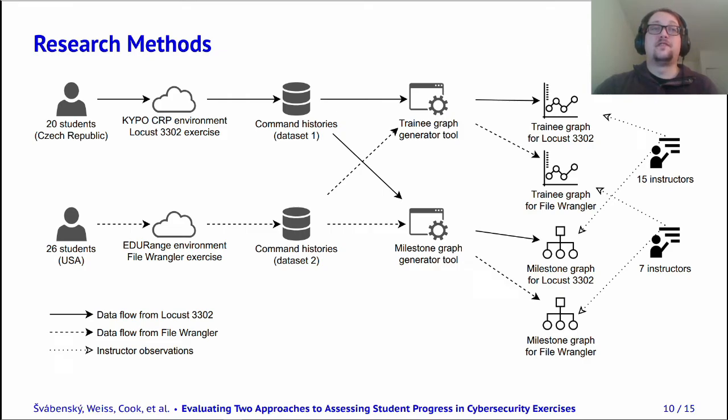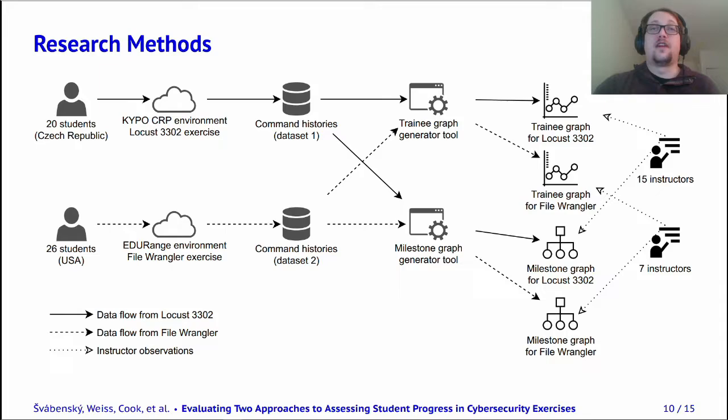In terms of our research methods, we observed 20 students in the CytoCRP environment and 26 students in the EduRange environment to produce 2 datasets. Each dataset was then run through each of our respective graphing tools to produce both trainee graphs and milestone graphs for each dataset. Then, in our survey, we had instructors look at either the 2 sets of graphs from dataset 1 or the 2 sets of graphs from dataset 2. By doing this, every instructor surveyed was only looking at one of the 2 sets of students, leaving the graphing and visualization methods as the isolated variable that instructors would observe.